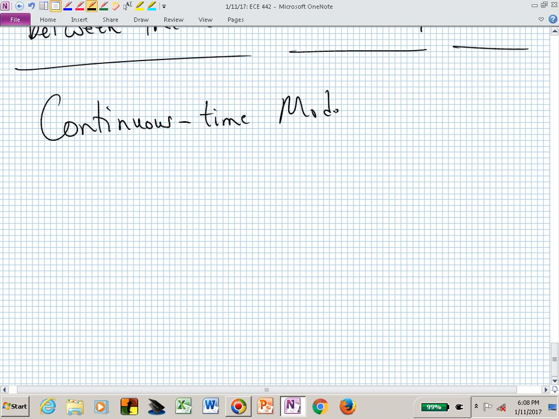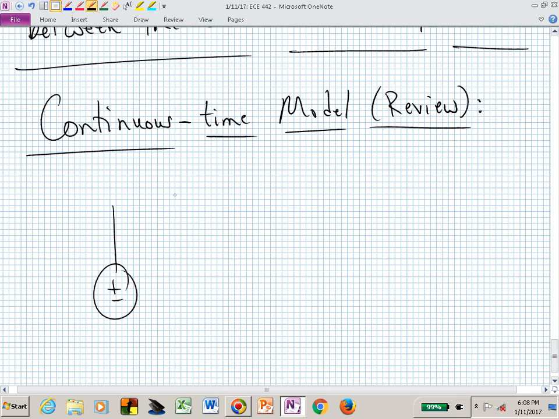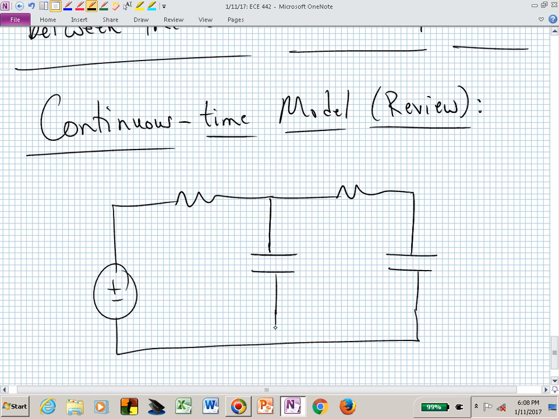Let's look at a continuous time model, and this should be a review. There's an RC circuit from, let's say, a 320 class.